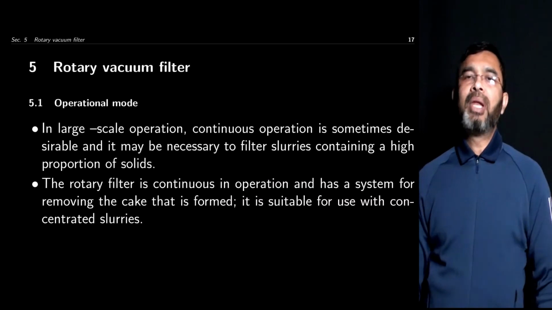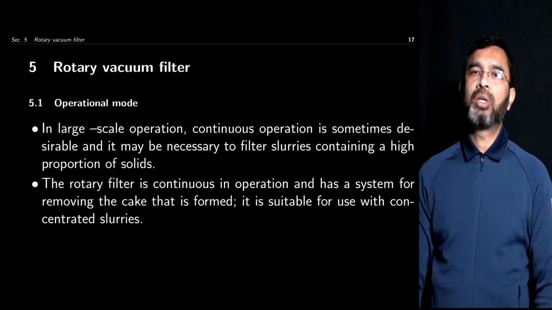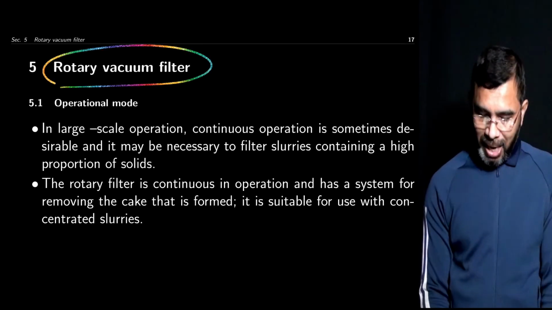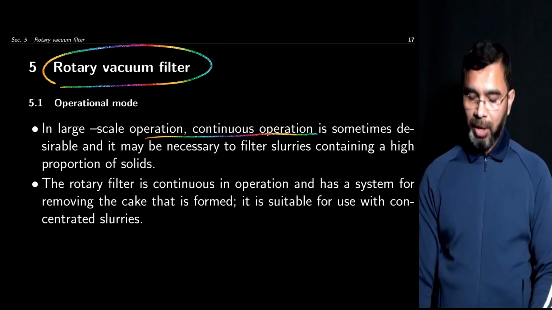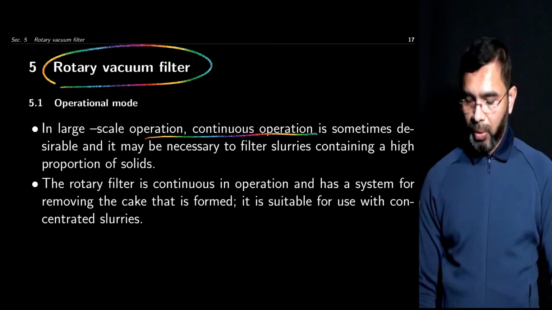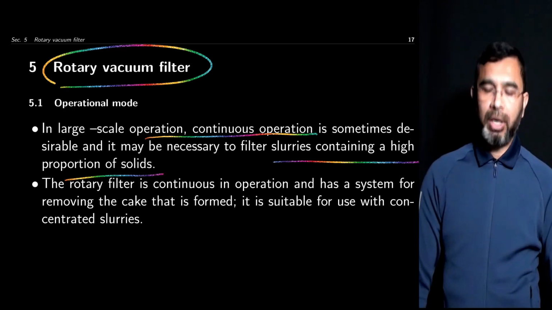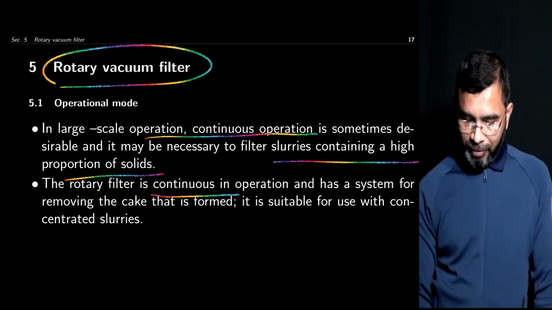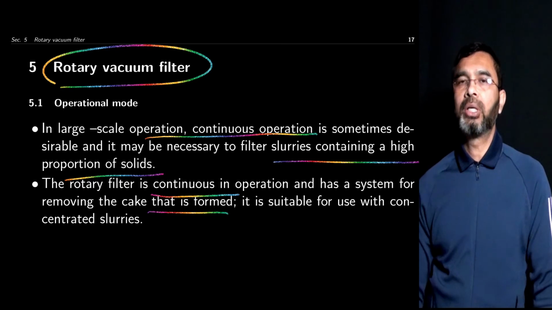process. To overcome some limitations of this plate and frame filter press or similar discontinuous operation, there is this rotary vacuum filter. It's a large scale and continuous operation. That's what is desirable in many filtration operations, where you need a high throughput operation, also where the slurry is containing a high proportion of solid. So this rotary filtration is a continuous process that has an option to remove the filter cake on a continuous basis, so that you don't need to stop the operation for cleaning.